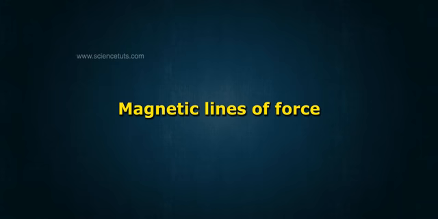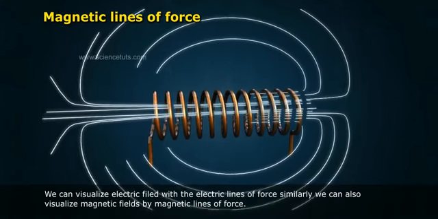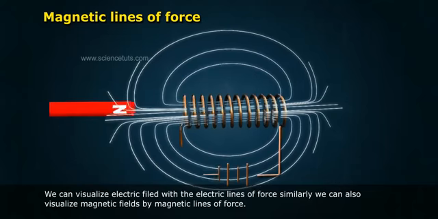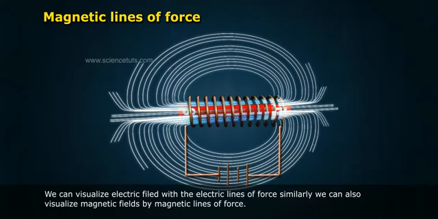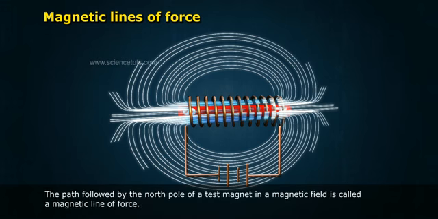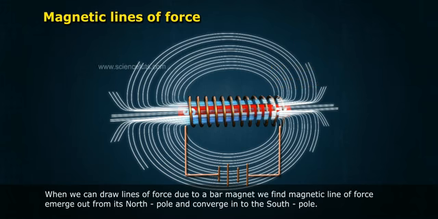Magnetic lines of force. We can visualize electric field with the electric lines of force. Similarly, we can also visualize magnetic fields by magnetic lines of force. The path followed by the north pole of a test magnet in a magnetic field is called a magnetic line of force. When we draw lines of force due to a bar magnet, we find magnetic lines of force emerge out from its north pole and converge into the south pole.